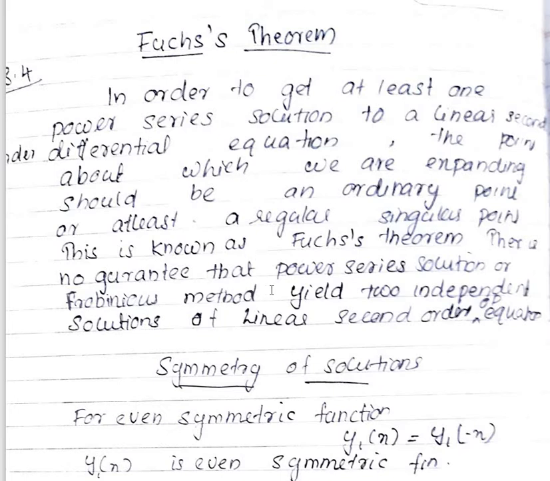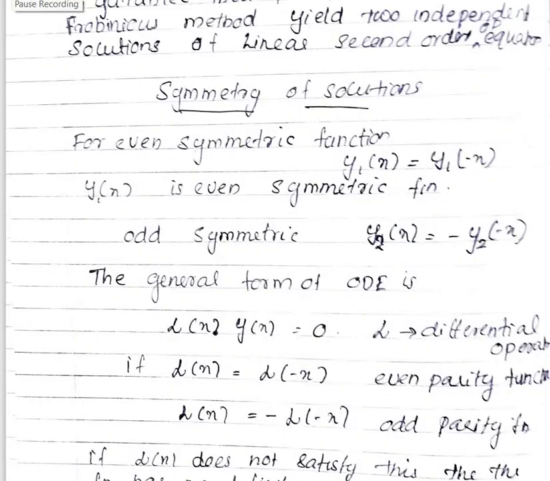There is no guarantee that the power series solution or Frobenius method yields two independent solutions to a linear second order differential equation. So in order to get a second solution, we have to adopt another method. Before entering into the second solutions, let us discuss the symmetry of solutions.